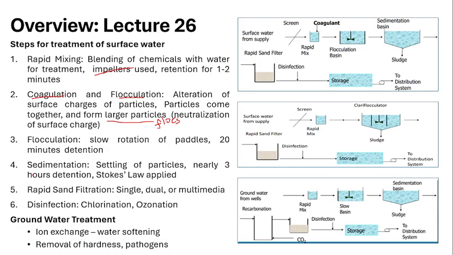So now coming to the next step, sedimentation. Sedimentation is just allowing these flocs, larger particles, to settle down. The settling of particles takes place for about 3 hours, so a 3 hour detention time is there. Here we will apply Stokes' law and find the sedimentation velocity of each particle. What is the settling velocity of the particle?